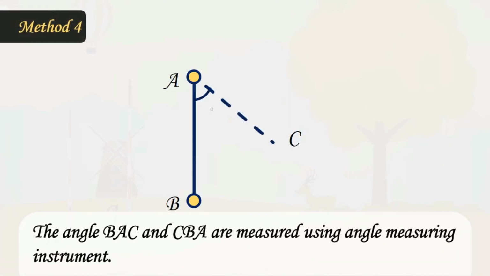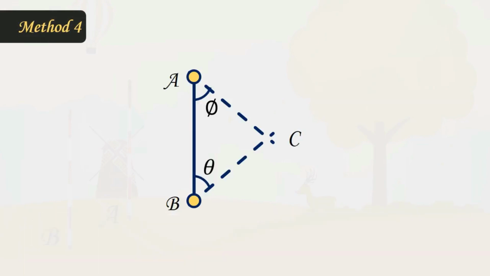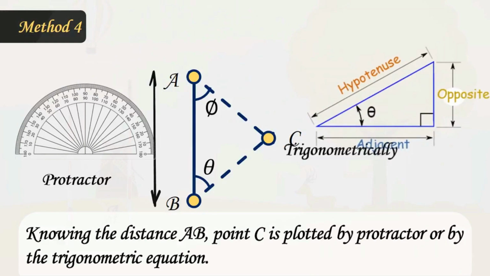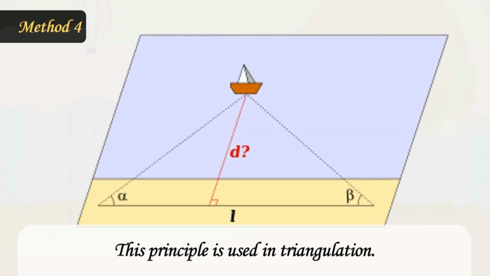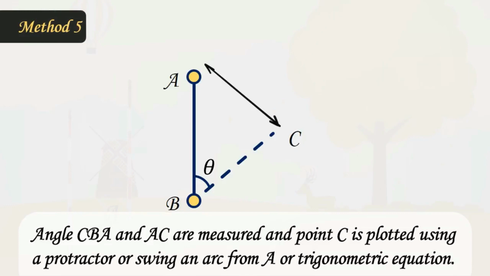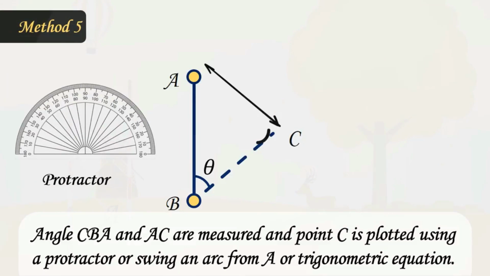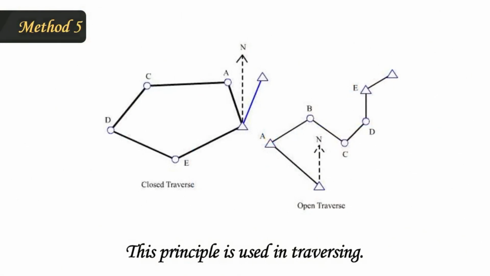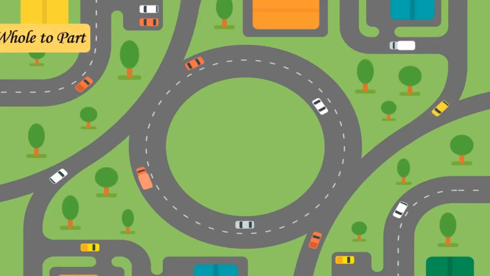Method 4: the angles BAC and CBA are measured using angle measuring instrument. Knowing the distance AB, point C is plotted by protractor or by the trigonometric equation. This principle is used in triangulation. Method 5: angle CBA and distance AC are measured and point C is plotted using a protractor or an arc from A or trigonometric equation. This principle is used in traversing.